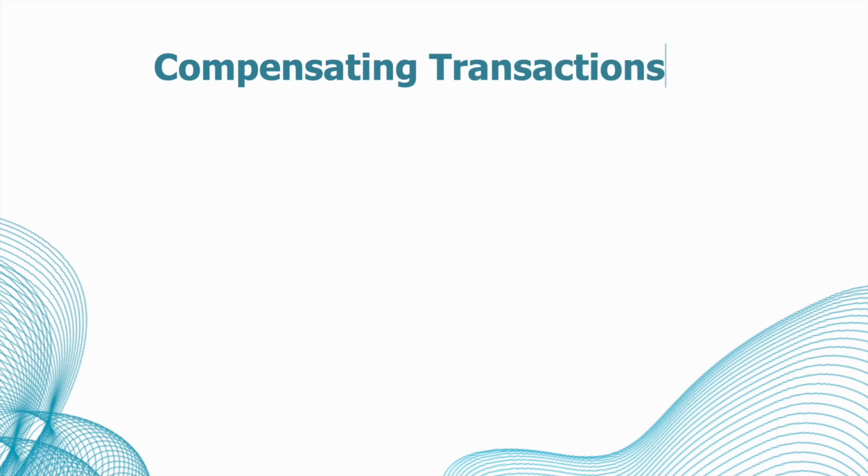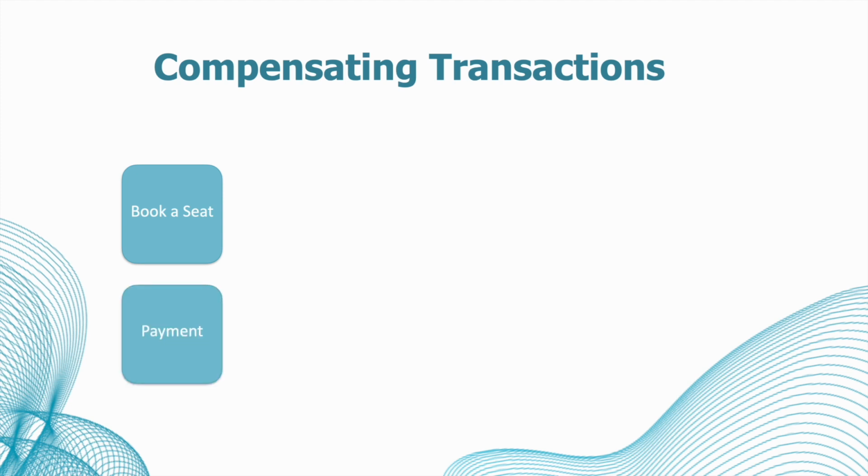Let's try to understand what compensating transactions are. Take the example of booking a ticket in a movie theater. When we go to bookmyshow.com, we select a seat and then try to make payment. Let's consider a success scenario where the booking of the seat succeeds and the payment also succeeds. In this case, everything is fine. We get the invoice at the end because it's a successful transaction.